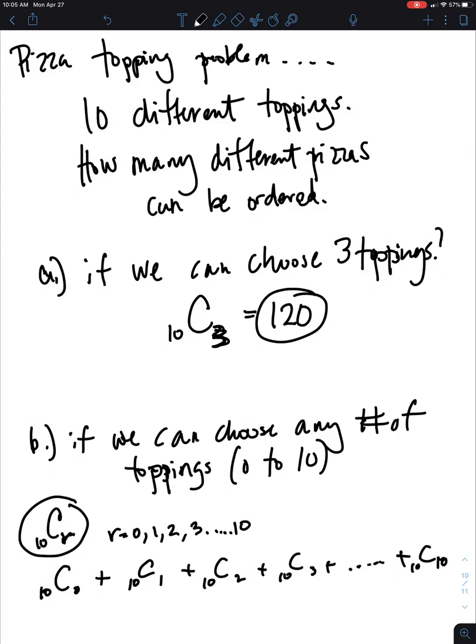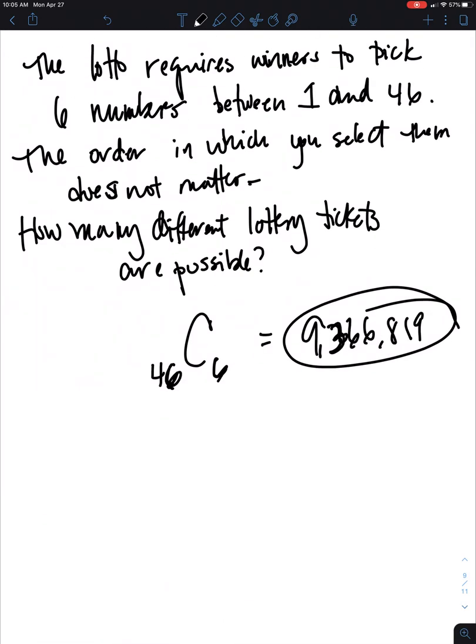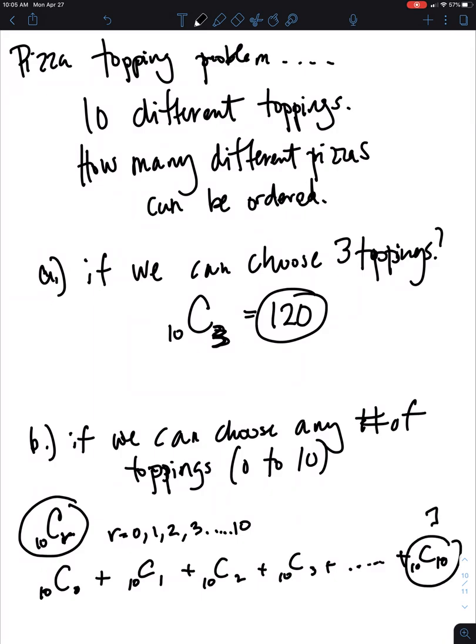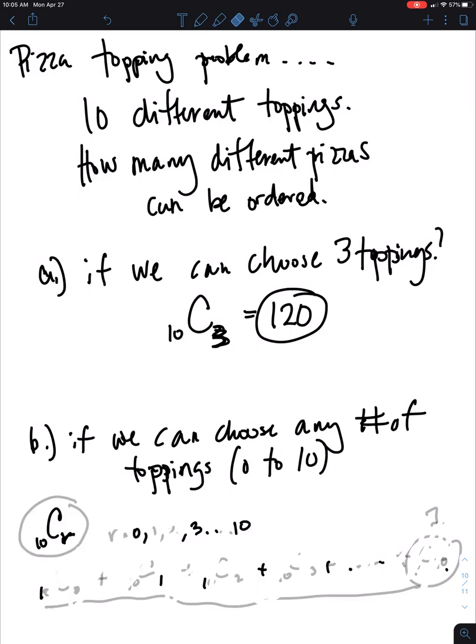10, which would be 1. This would be 1 if you have 10 and 10, because there's only one type of pizza you can make with all 10 toppings. That makes sense, right? That's the way you would do it using combinations, where you would sit and add those up. But there's also an easier way to do this. I'm going to show you. This way works, but there's also an easier way.